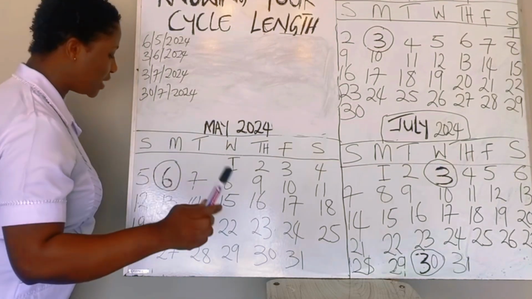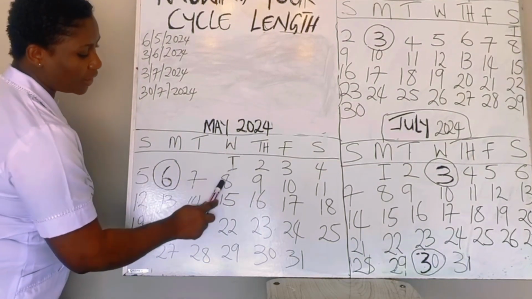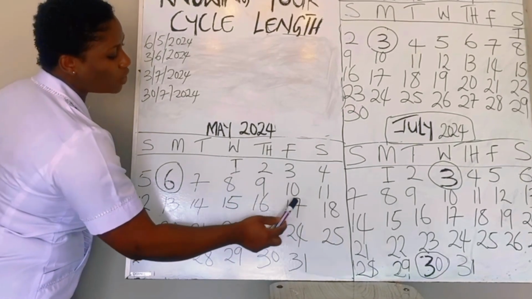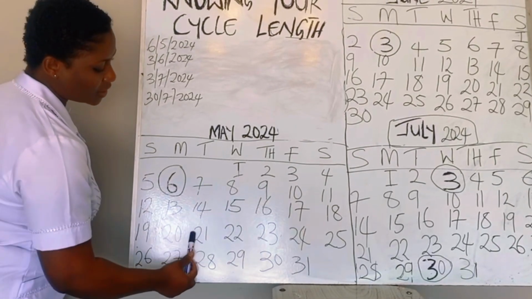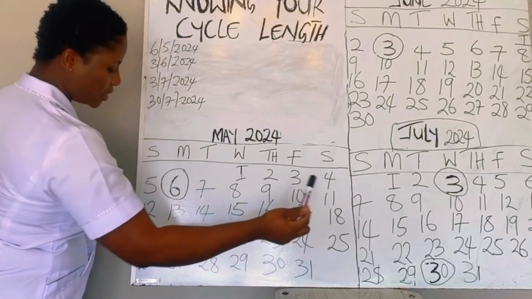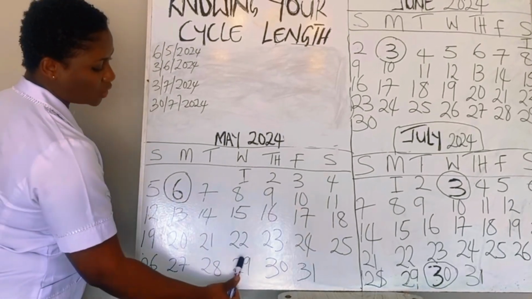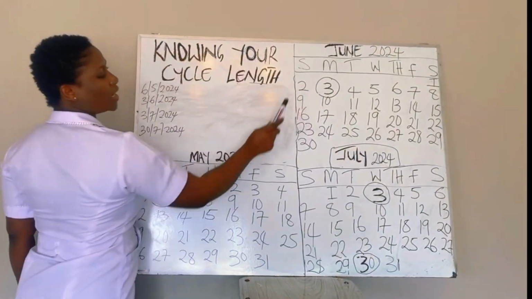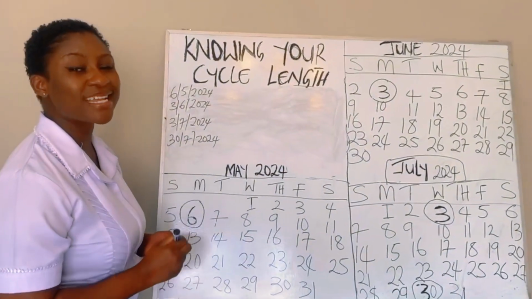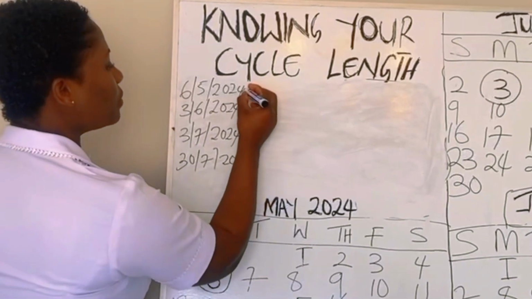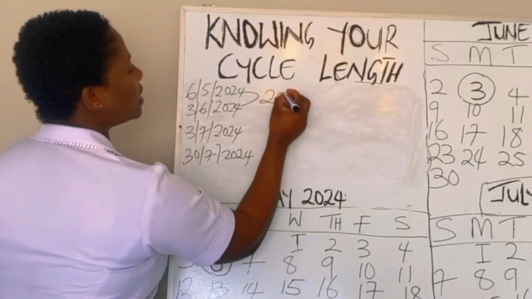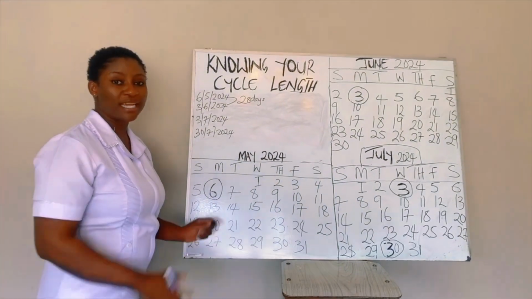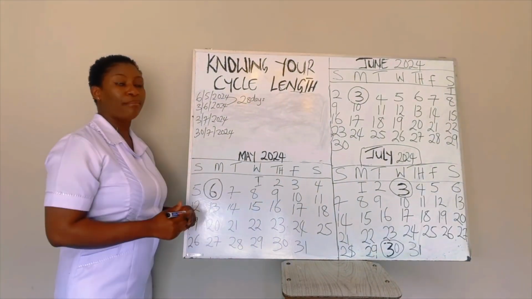Now let's count together. Day 1, 2, 3, 4, 5, 6, 7, 8, 9, 10, 11, 12, 13, 14, 15, 16, 17, 18, 19, 20, 21, 22, 23, 24, 25, 26, 27, and 28. That is 28 days. From this time to this time is 28 days. That is her cycle for the month of May.